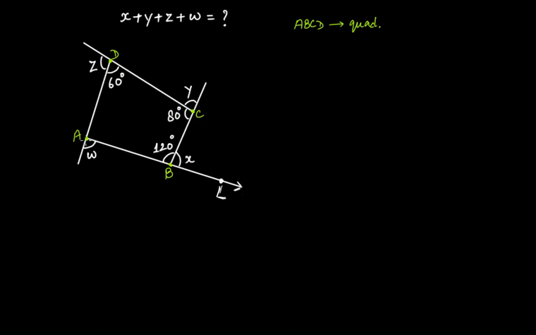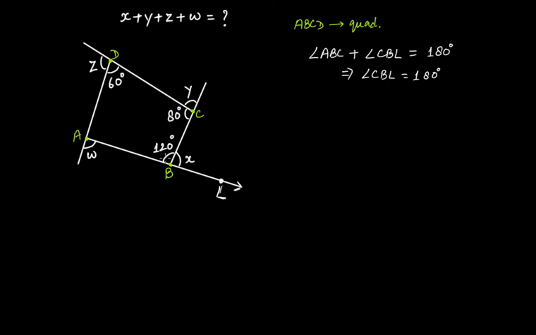Okay, so angle ABC plus angle CBL, isn't it a linear pair, right? That is equal to 180 degrees, right? ABC plus CBL is 180. So what will be the value of angle CBL? Angle CBL is equal to 180 degrees minus angle ABC.